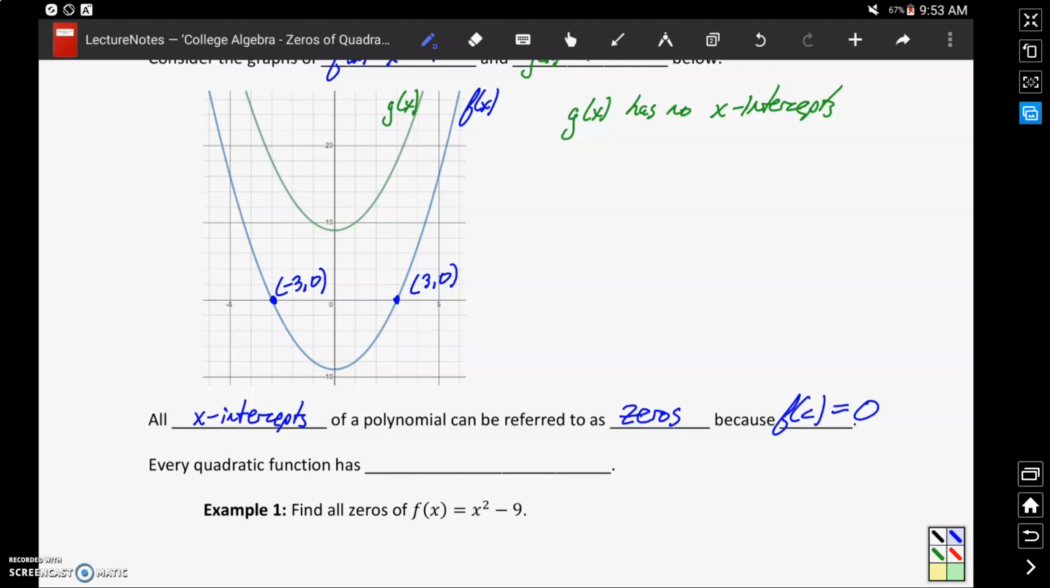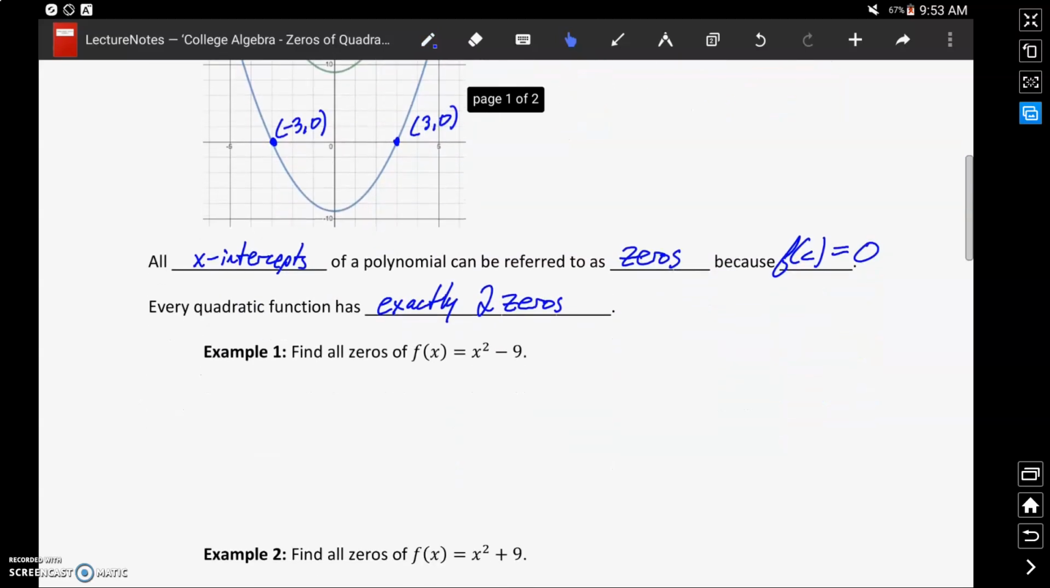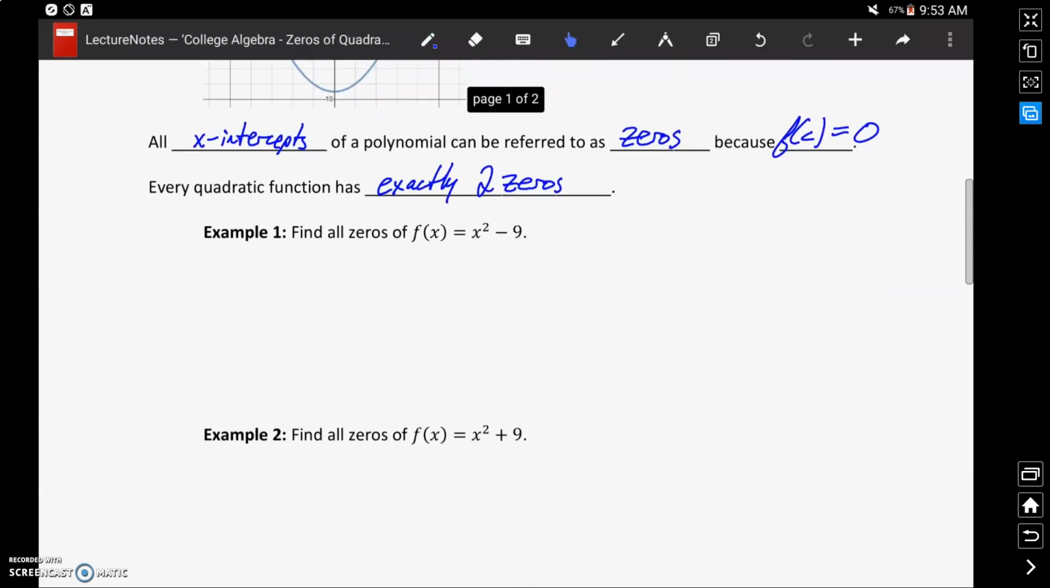Clearly then, f of x has two zeros, since we have two different points where our y-coordinate is 0. But g of x obviously has no x-intercepts, and therefore doesn't have any obvious zeros. However, every quadratic function does have exactly two zeros, and we'll investigate how that can be, considering that g of x has no x-intercepts.